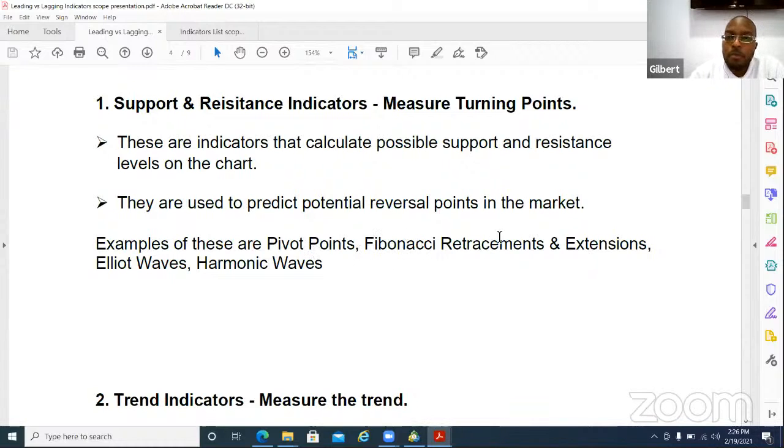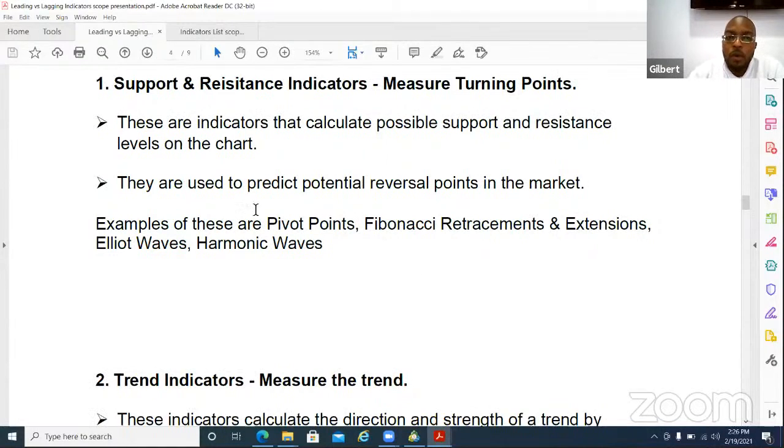Then we also have Fibonacci retracements and extensions, and Elliott waves and harmonic waves are part of these Fibonacci sequence indicators. So in general, we just call them Fibonacci sequence indicators because you can use the basic form, which is the retracement and extension, and you can also use a more complicated version of the Fibonacci sequence, which is the Elliott waves and also the harmonic waves. And mind you, these types of analysis seem to have a very good track record. So you may want to look into some of this after the webinar.